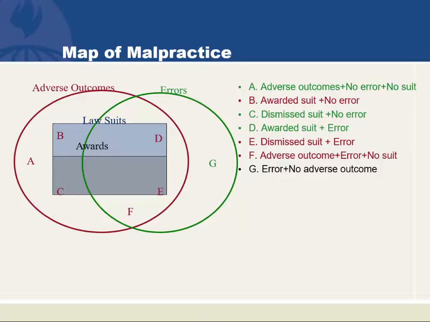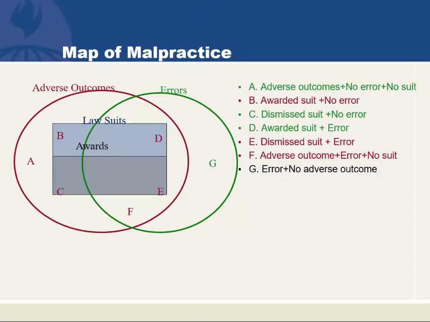And in space B, there's an adverse outcome, there's a lawsuit, and there is no error, but the suit is awarded anyway. So this is something where we would really not be so thrilled that this is happening, because the medical system is being punished for an adverse outcome that was not the result of an error. In space D, next to space B, there was a lawsuit, and there was an error, and there was an awarded suit. So we're really happy that this space is happening. We want there to be awarded suits when there are errors.